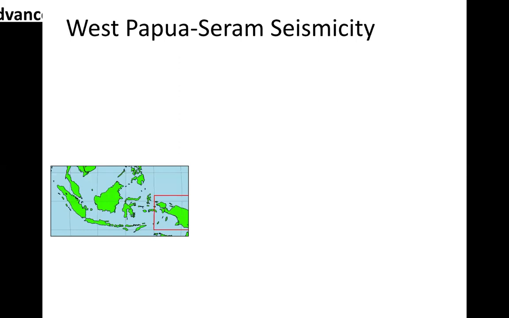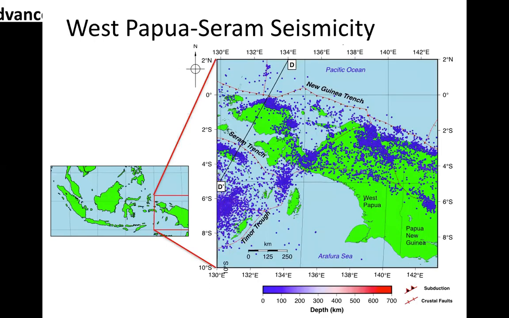So if we move farther to the east into West Papua, subduction in this area is primarily accommodated within the New Guinea Trench, which runs basically from the Philippine Trench across the length of Papua New Guinea, and accommodates approximately 70 millimeters per year of direct convergence between the Australian plate to the south and the Pacific plate to the north. So subduction geometry is rather complex.